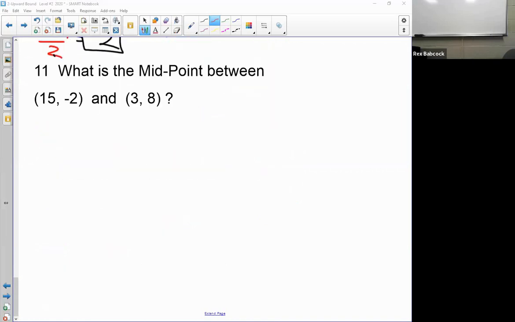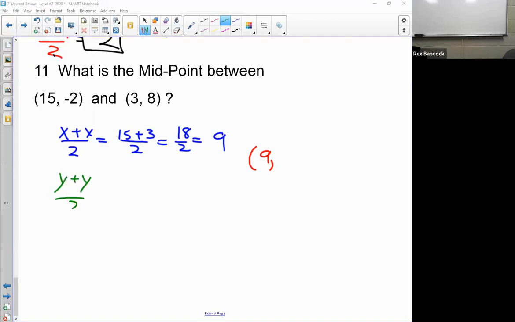And the last one, what is the midpoint between those two? The midpoint, you're just averaging, and it's x plus x over 2, which would be 15 plus 3 over 2. 18 over 2 is 9. So the midpoint is 9, comma, then it's y plus y over 2. I'm averaging again, so that's negative 2 plus 8 over 2. 8 minus 2 is 6 over 2, and that's 3. And again, I might go to the coordinate system and plot those and see that that makes sense, 9, 3.